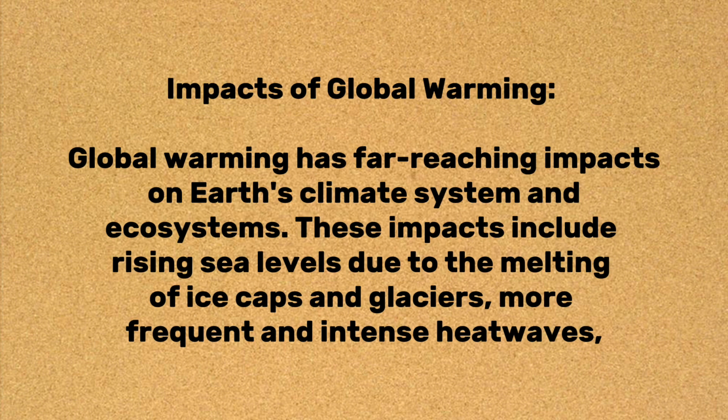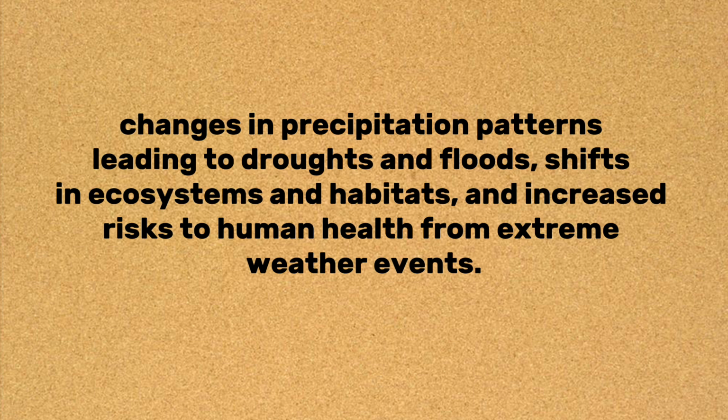Impacts of global warming. Global warming has far-reaching impacts on Earth's climate system and ecosystems. These impacts include rising sea levels due to the melting of ice caps and glaciers, more frequent and intense heat waves, changes in precipitation patterns, leading to droughts and floods, shifts in ecosystems and habitats, and increased risks to human health from extreme weather events.